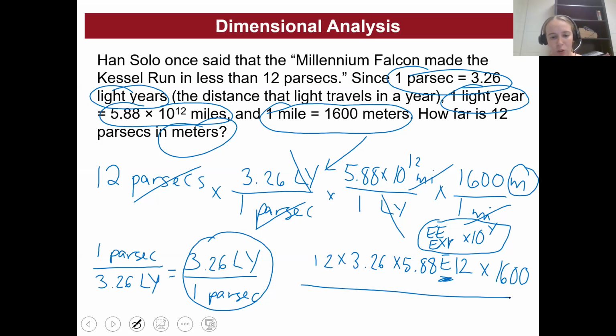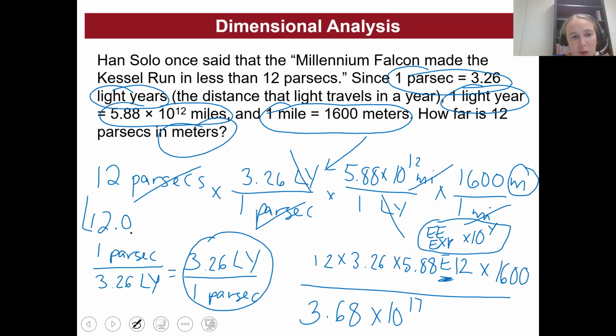I plugged it in wrong, so let me plug it in again. There we go. Our answer is 3.68 times 10 to the 17th power, because remember, I said that we should change it to 12.0 so that my given answers match up with the sig figs in the problem. And that is meters.